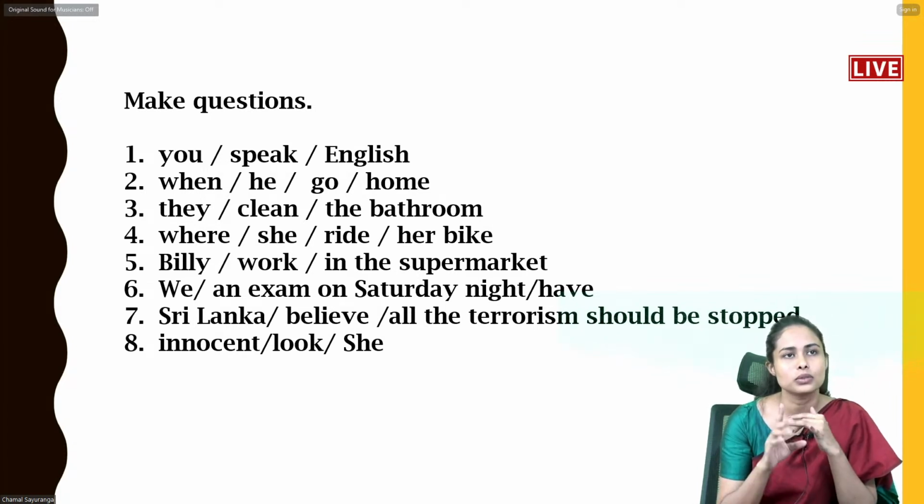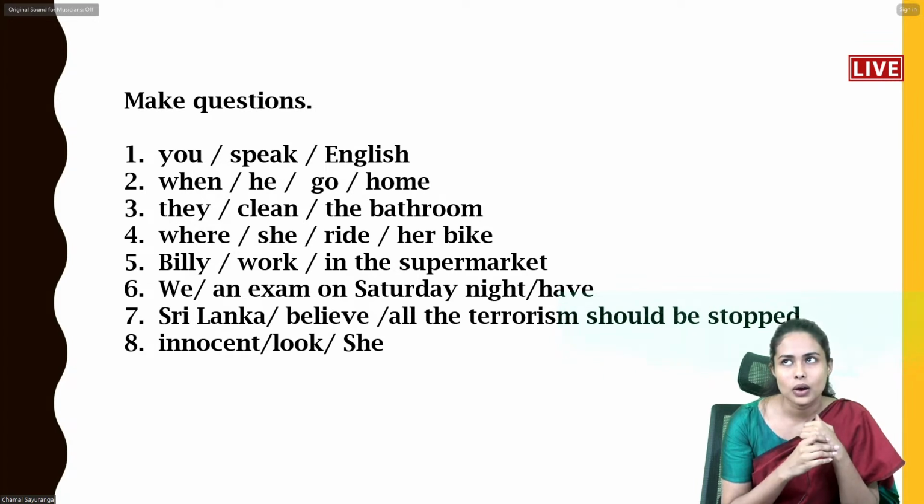What are the three words in the first sentence? You speak English. How can we make the question? Do you speak English? Okay. Why do you get the helping verb do here? Because there is a verb speak. Okay, speak is there. Is that the reason you get do?